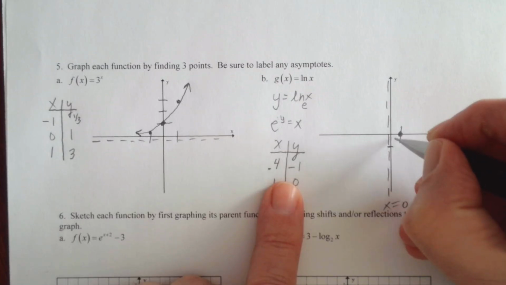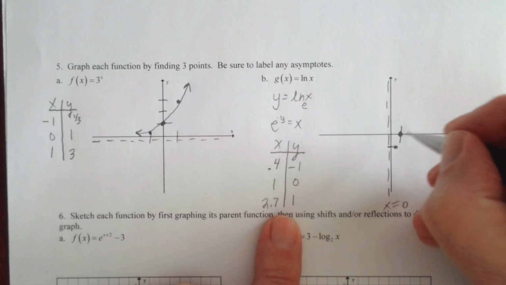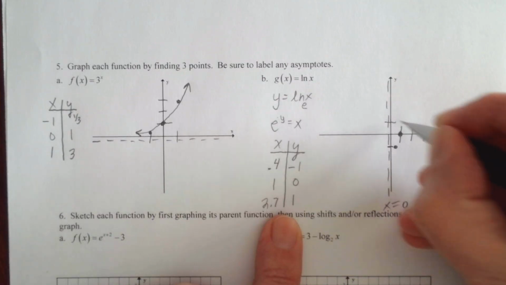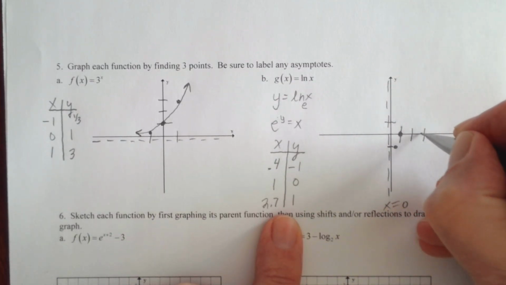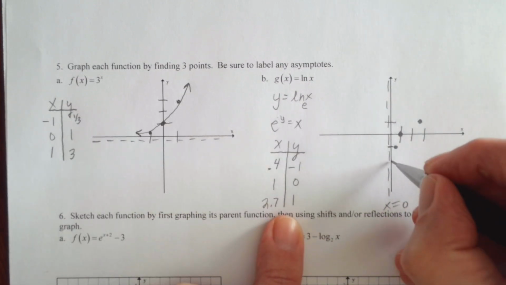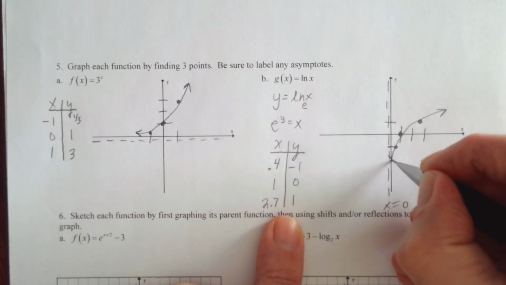So not quite half the way, we're down here. We did 1, 0, and then 2.7. So that'd be around here, we're at 1. So about 2.7, that's 1, 2, about 2.7, and then 1 would put us there. And so our graph looks like this.